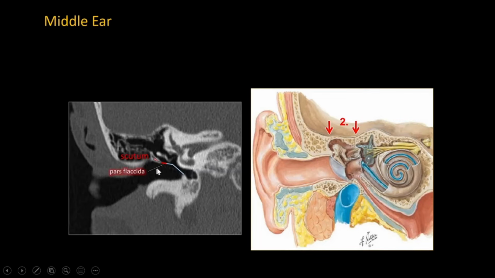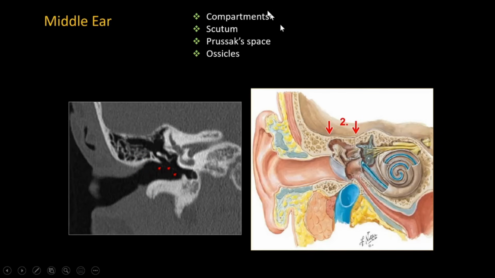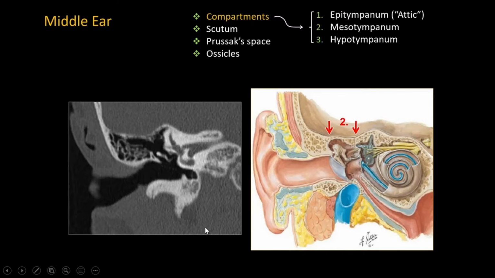And right next to that, the small part of the membrane, pars flaccida, the rest of the membrane is pars tensa. So let's talk about the different parts, the things that you should inspect and mention in your report. First of all, we should break the middle ear cavity into three parts, three spaces. The epitympanum, also referred to as attic, mesotympanum, and hypotympanum.